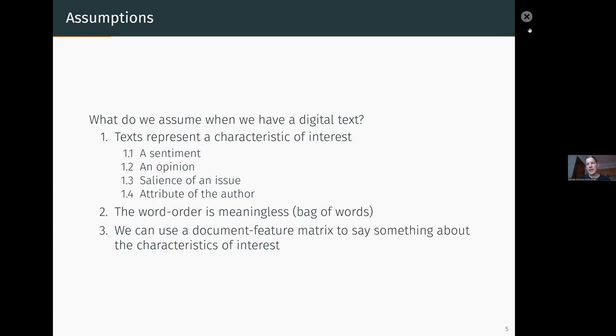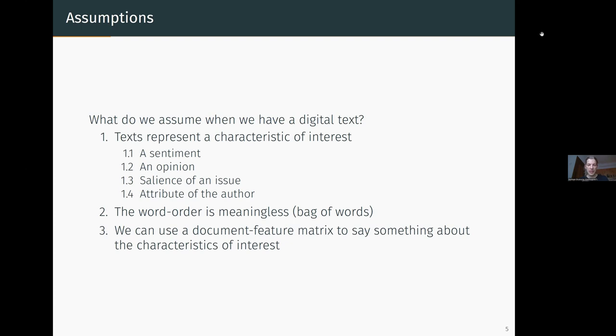So a couple of things that we assume when we have to deal with digital text. Say you have a piece of text, it's nowadays always digital. We have to assume that our text actually has information in it. It represents some sort of opinion, a sentiment, salience of an issue, or something. The text is not meaningless. There is meaning in that text, and it has been encoded in these words, and we try to get back that meaning. That's what we try to do.